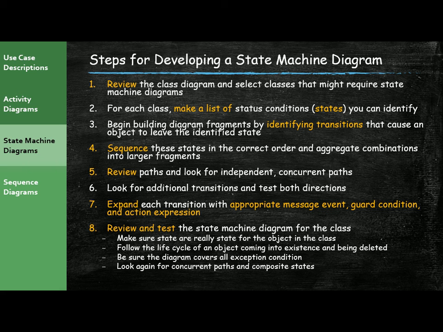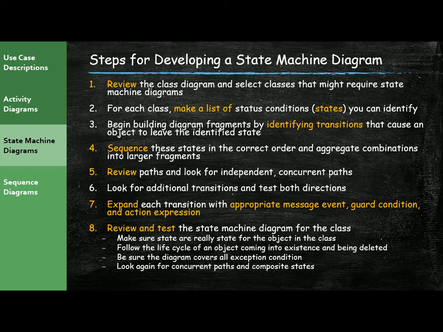Next, we begin building a diagram by identifying transitions that can cause the object to leave the identified state. Then we're going to sequence those states in the correct order. So there's usually some kind of an order to these states. You wouldn't go from being full to being low to being empty with the printer. The printer would usually start as empty, and then it would be full, and then eventually it would be low, and then we would either go back to full or we would go to empty because nobody filled it.